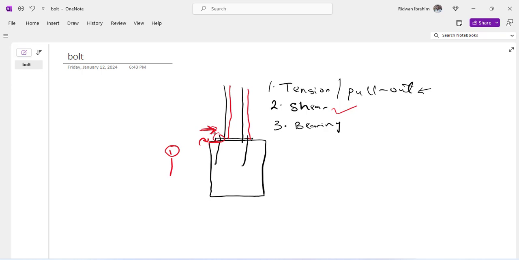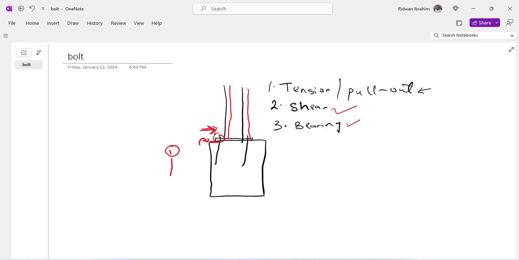In some cases, the horizontal force might also be causing pullouts, and depending on how complex it is, it might not be exactly like this. But in this kind of case, we can see that the moment is what we call pullout, and the horizontal force, which is the shear force, is the one that will cause shear. All right, and the third one is bearing.